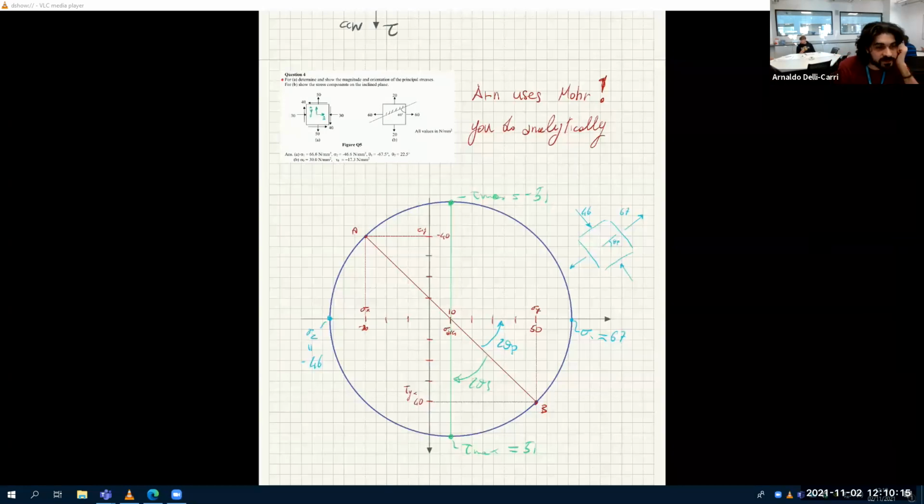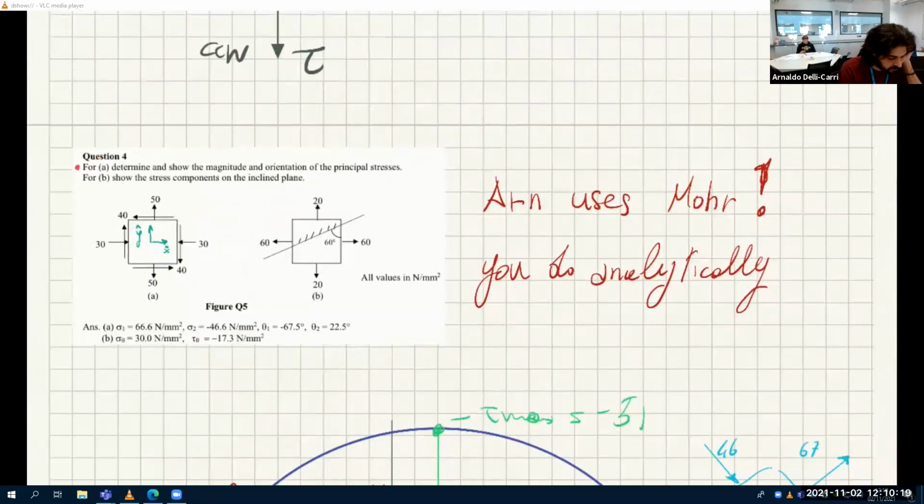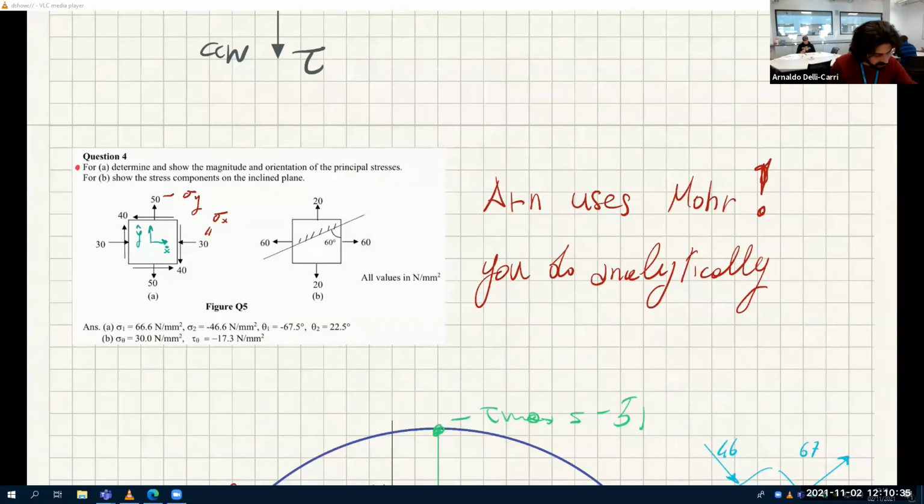Can you please input the values for theta in question 4? You're not getting 22.5. So this is sigma x. This is sigma y. And this is tau xy.